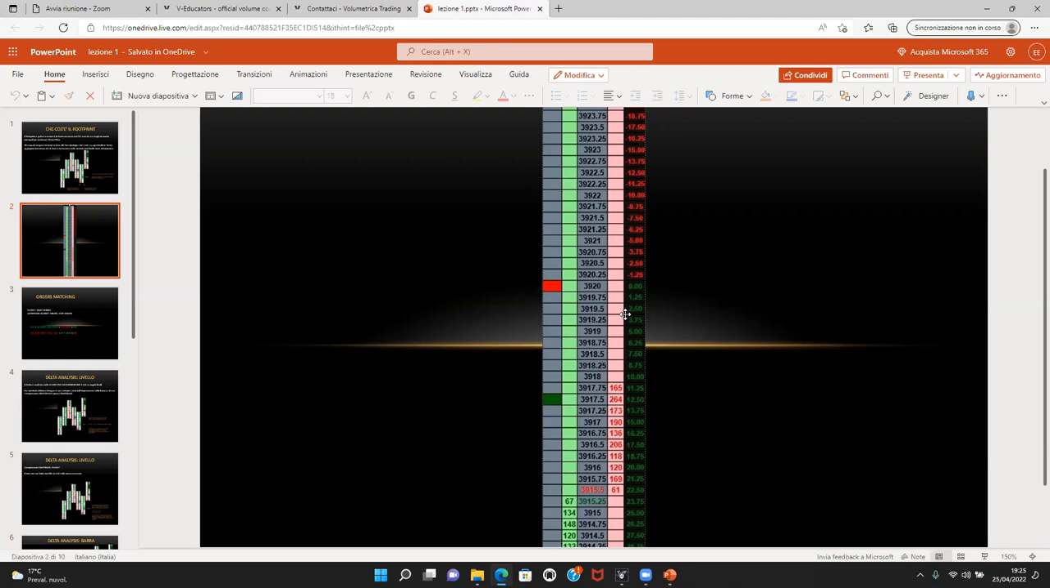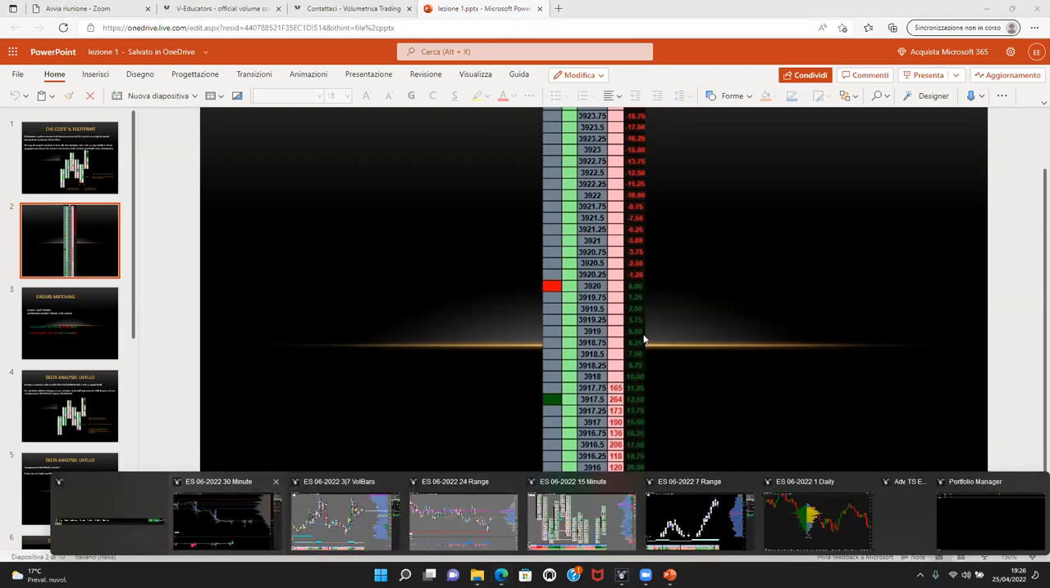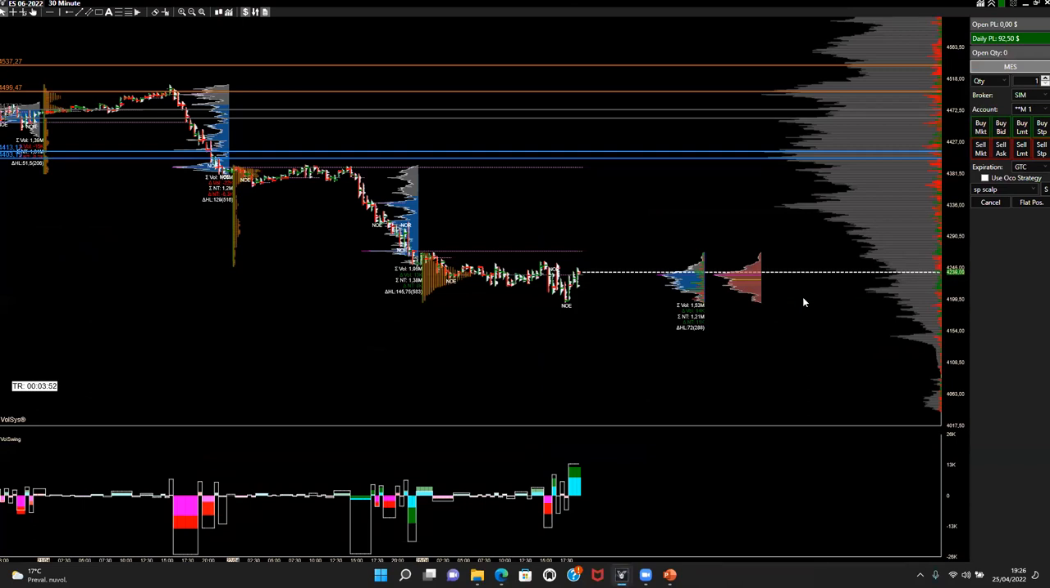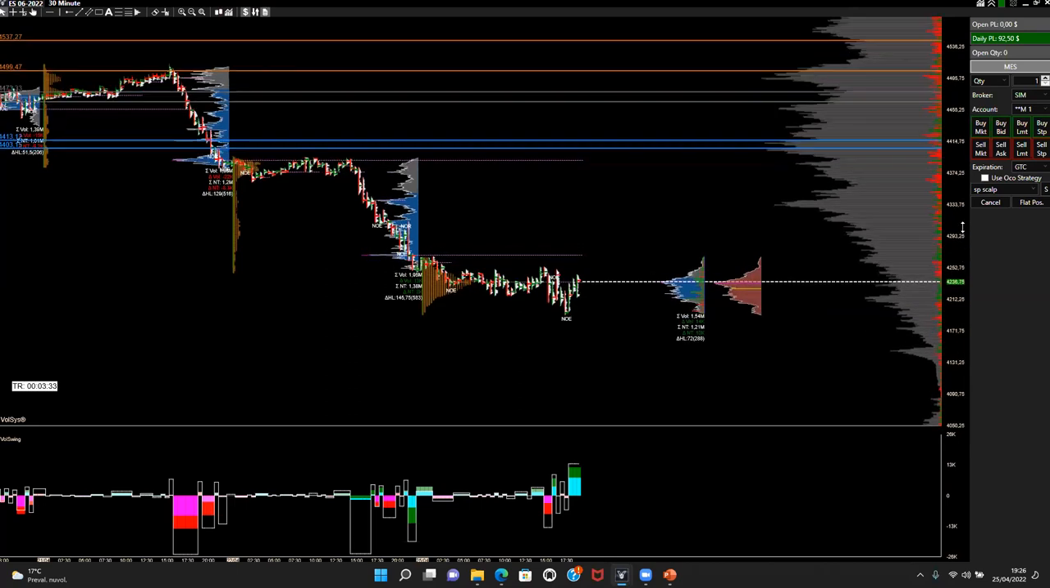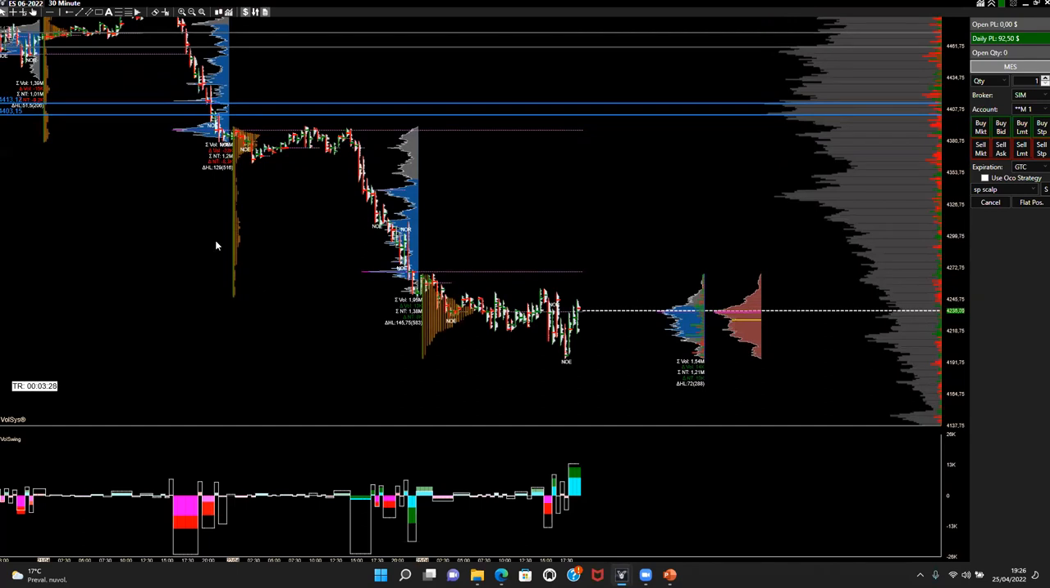Many of you might already have heard of delta, maybe from using some tools, for example delta profile or CVD, cumulative volume delta, referring to the day. And what is delta actually? As the definition would suggest, it is always a difference. It is a difference between buyers and sellers.